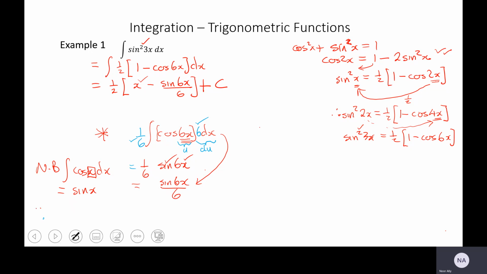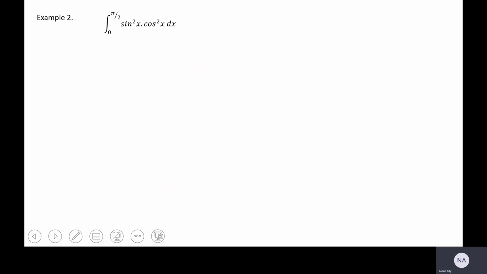Let's look at another example, also with our trigonometry. The integral from 0 to pi over 2 of sine squared of x cos squared of x dx. Now, once again, this is totally different to what you've seen in the notes. In the notes, I had only an even power or an odd power. Or for that matter, I had an example of this nature, sine 3t cos 2t dt.